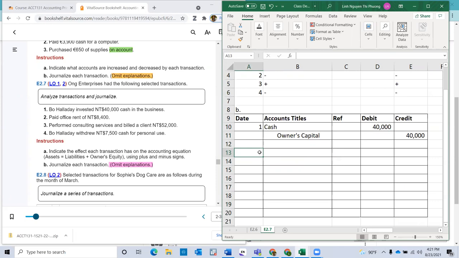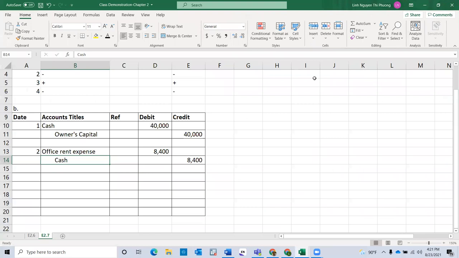Number two, pay office rent. So we have office rent expense, $8,400, okay? And we pay cash, so we credit cash, $8,400. Again, you need to indent the credit account to the right. And how can we indent it? You can go here and then go to the right, increase indent. Click on that, and then you can indent the account to the right.